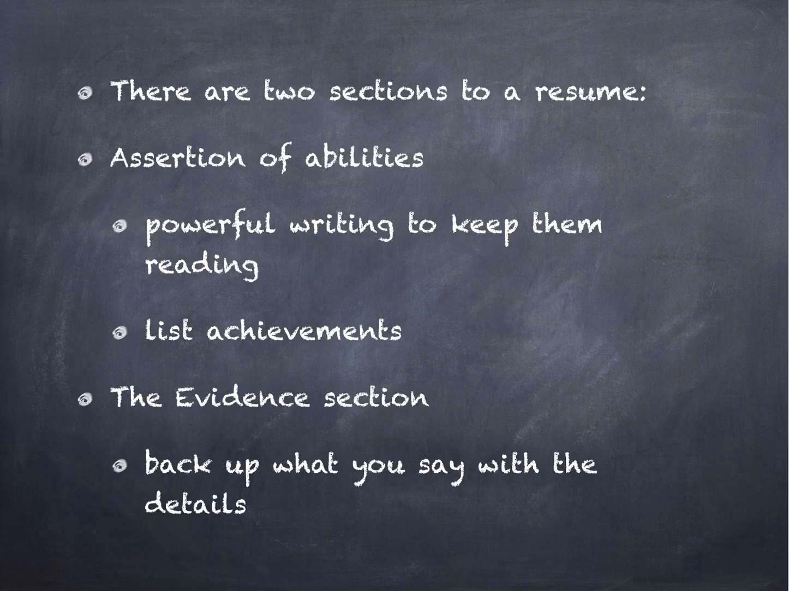There are 2 sections to a resume. You have your abilities and you have your evidence. In your abilities section, you need to have powerful writing that keeps your HR managers reading. And you need to have a list of achievements that again relate to the job for which you're applying. The second section is the evidence, and that's where you back up what you say with detail. Now let's go over each part of the resume that you need to have.